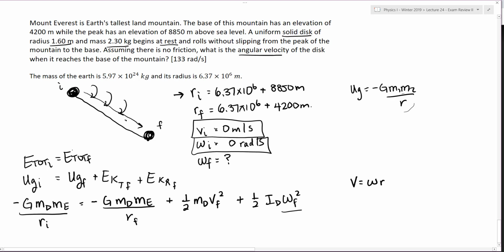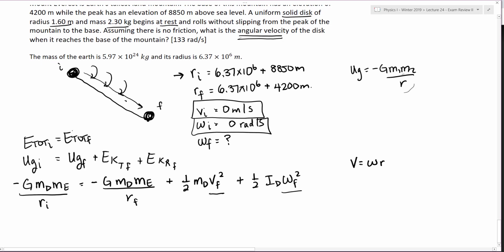But since the question's asking for our angular velocity, we want to change this v final to be in terms of omega, so we're going to replace it with omega r. At the same time, we're going to replace this I of the disk. It's a uniform solid disk. If you look at the table with all the shapes and the moments of inertia, you'll see the moment of inertia of a solid disk is 1/2 mr squared. Again, we're talking about the disk, so it's the mass of the disk, and r is the radius of the disk.